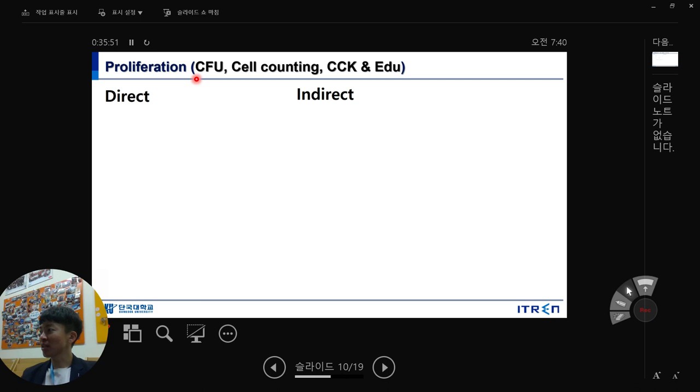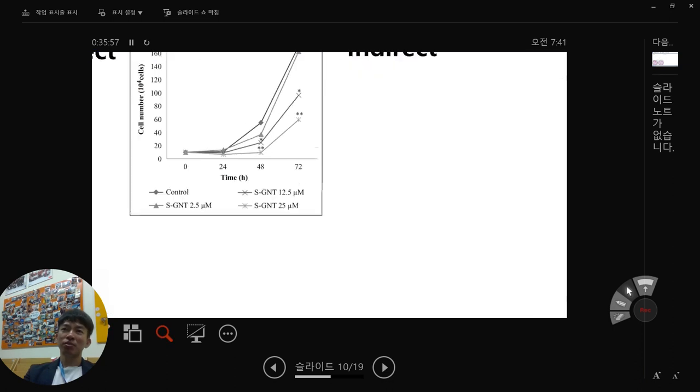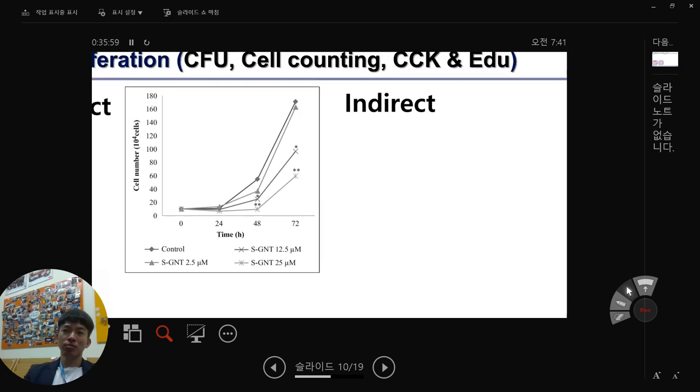Like that, directly you can count the cell number. Or indirectly you can check with some dye. So, like Seungmin said, you can count the cells day by day, from DAPI stain images or a cell counting machine, you can literally count the number of cells. Okay? Very simple, very easy, but inconvenient, right? But sometimes it's the gold standard.